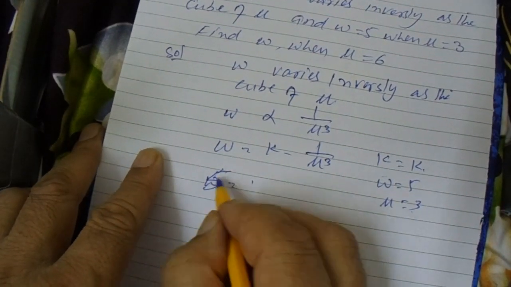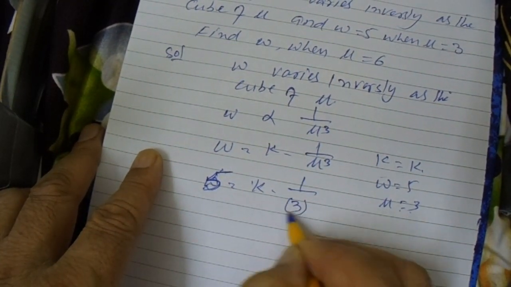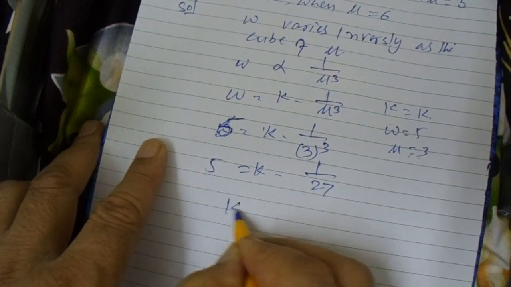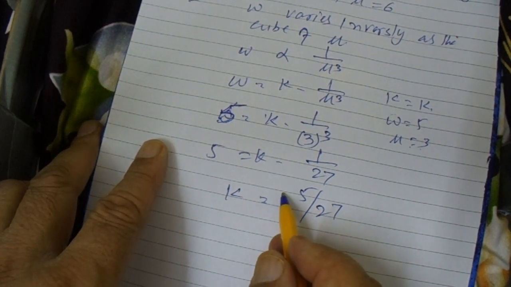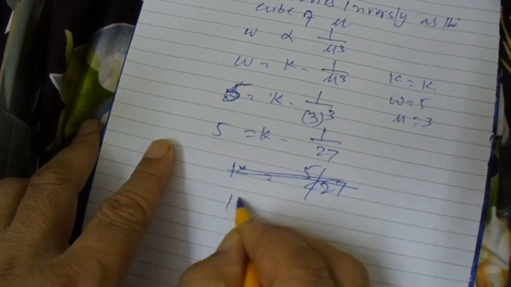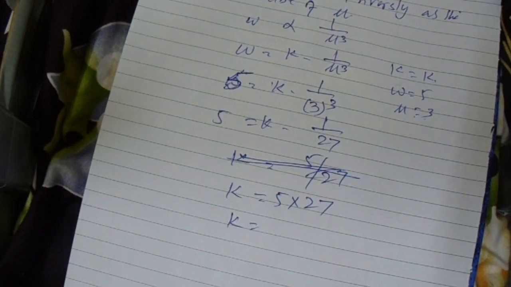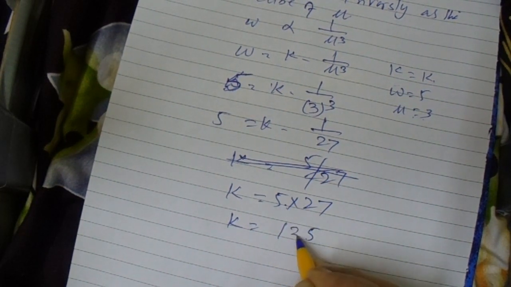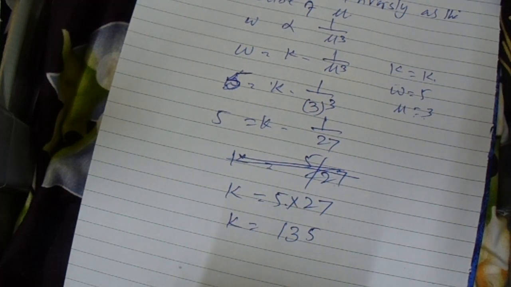W is equal to 5, this is k, and 1 over u is 3 cubed. 5 is equal to k times 1 over 27, and k is equal to 5 multiplied by 27. Now k is equal to, we multiply 5 sevens are 35, 5 twos are 10, and we get 135. 27 multiplied by 5 is equal to 135.